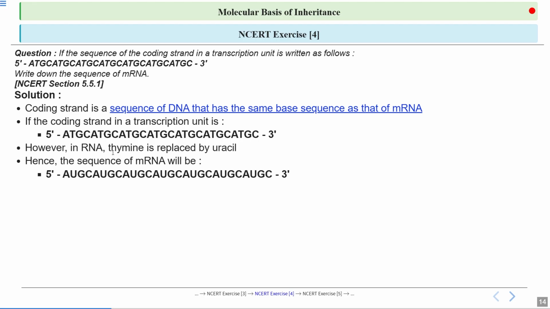GGCCAATU, GC A, again U, again G, again C, again A, again U. Because there is presence of thymine, it will be uracil, then again G, again C, A, but again uracil instead of thymine, again G and again C. So this is the sequence of mRNA.